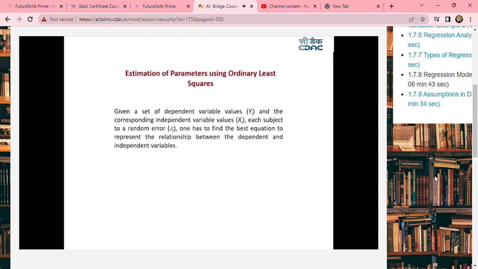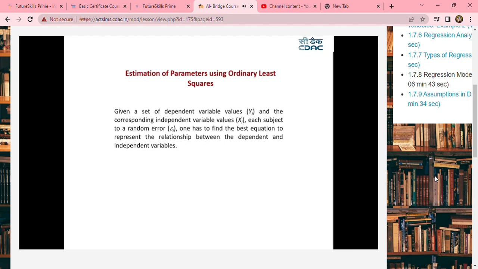Estimation of the parameters using the ordinary least squares method includes identifying the dependent and independent variables and the random error associated with the best equation, in order to find the relationship between the dependent and the independent variables. So these are the 9 steps to be followed, which is called an analytical framework, to extract the association between the dependent and the independent variables.